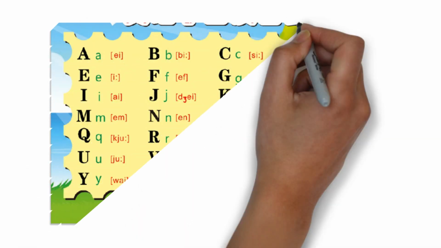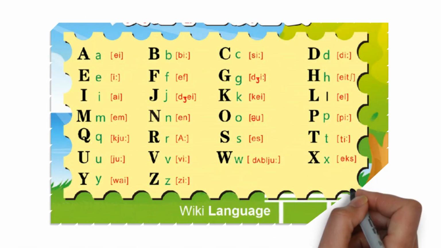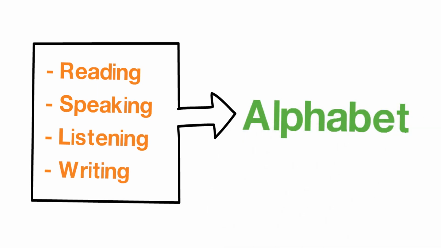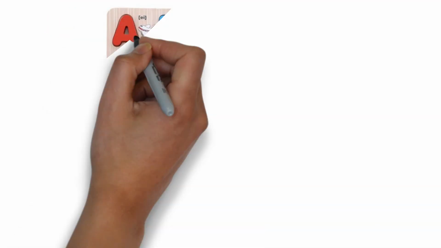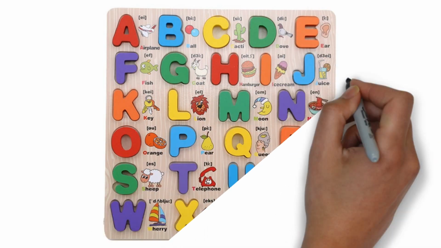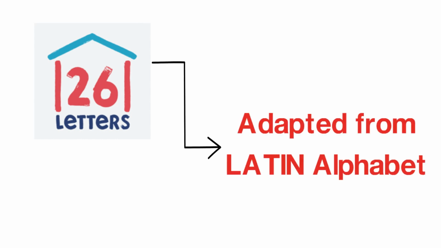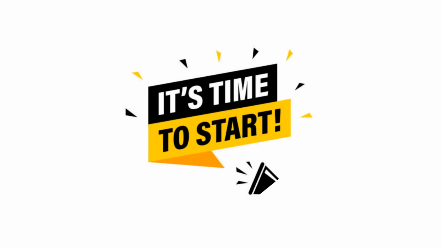The first step to learn English is to learn the letters and pronunciation of the English alphabet, because the core knowledge you will use when reading, speaking, listening and writing a language comes from the alphabet. Therefore, learning English is through learning the spelling and pronunciation of English letters. Firstly, there are 26 letters in the English alphabet which are adapted from the Latin alphabet. Now let's pronounce the 26 English alphabets.